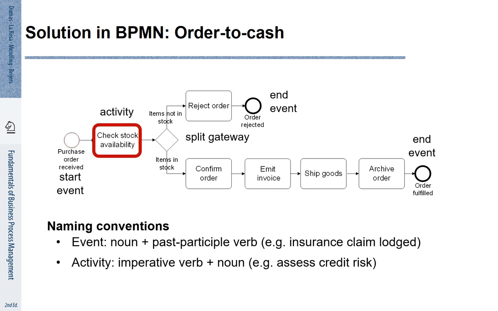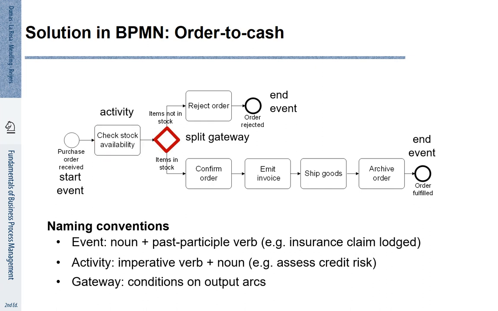The process continues with an activity. This activity that follows is check stock availability. Also for activities, naming conventions apply. The label of an activity should be an imperative verb and a noun pointing to the business object that is manipulated.